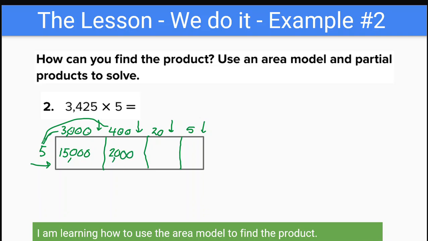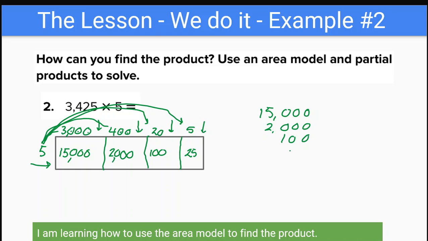All right, then we're going to do the next one. We're going to go 5 times 20. Well, 5 times 2 is 10, plus 1 more 0 makes 100. And then I'm going to go way over here and go 5 times 5. 5 times 5 is 25. Okay? Now we just have to add these up. We got 15,000. Then we have 2,000. Then we have 100. And then we have 25. And you just need to find the sum of all those right there.